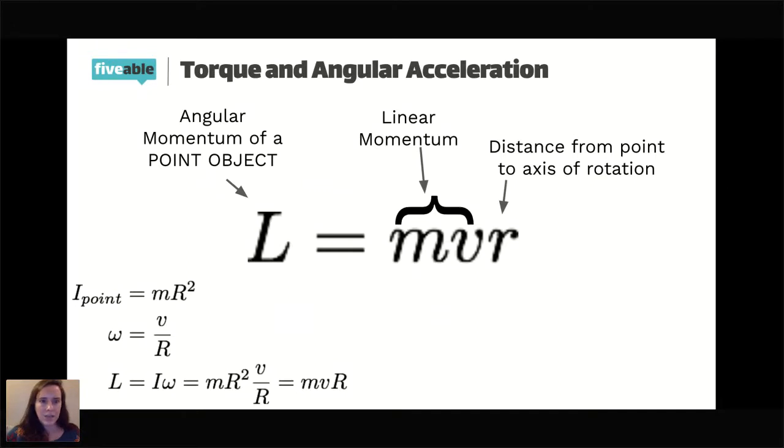Okay. Where are we? All right. So if you can't remember what the angular momentum of a point object is, you can always get it back again from L equals I omega, and the inertia of a point is just m r squared.